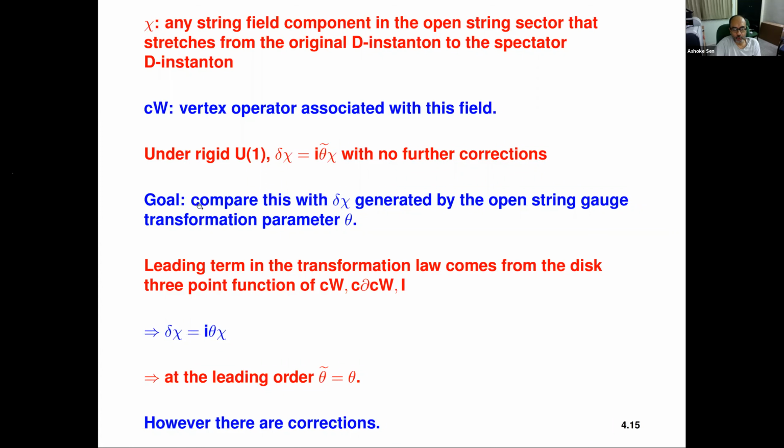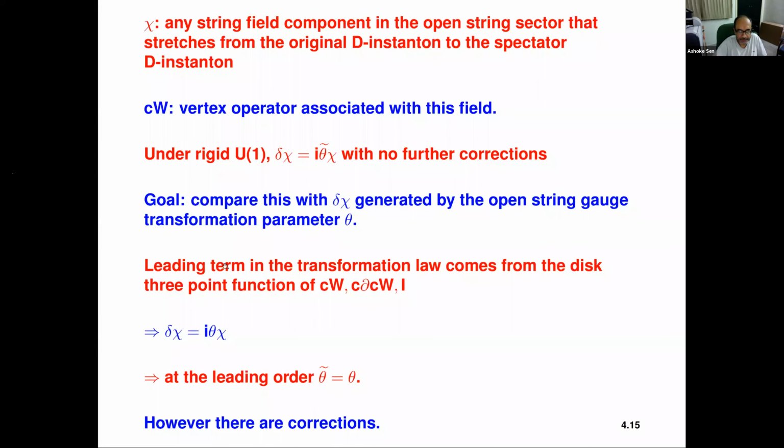So now the goal will be to compare this with delta chi that we generate by the open string gauge transformation with parameter theta. Now the open string gauge transformations are well understood. There are well understood gauge transformation rules. So that's what we'll use to figure out what delta chi is under the open string gauge transformation with parameter theta.